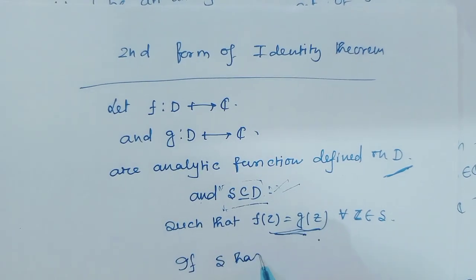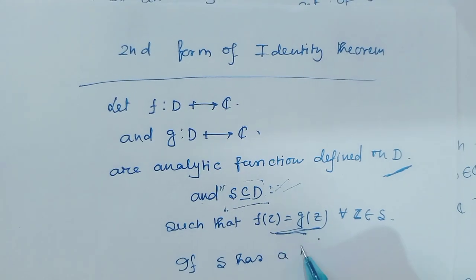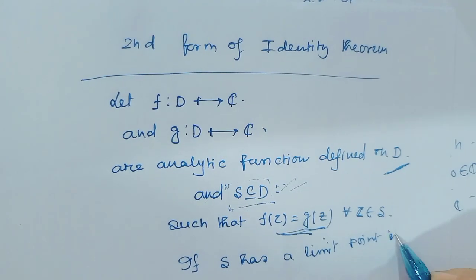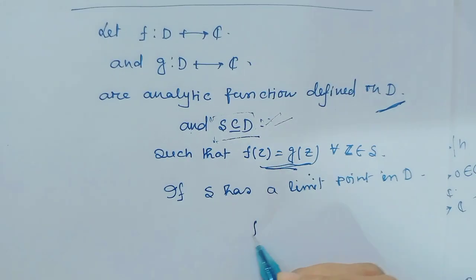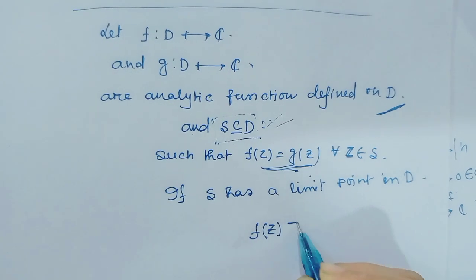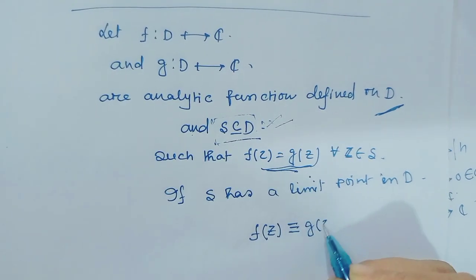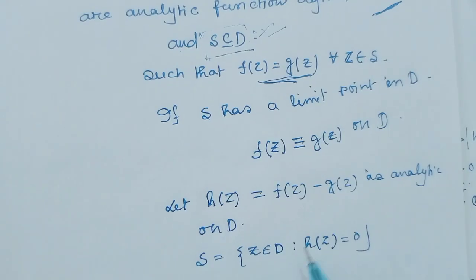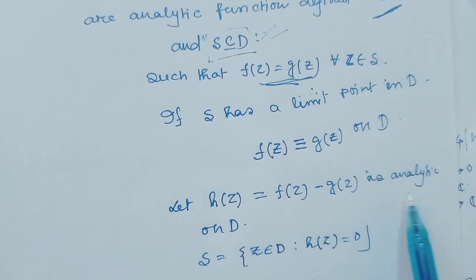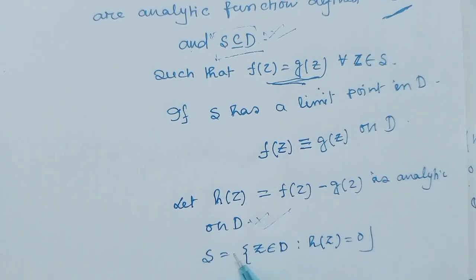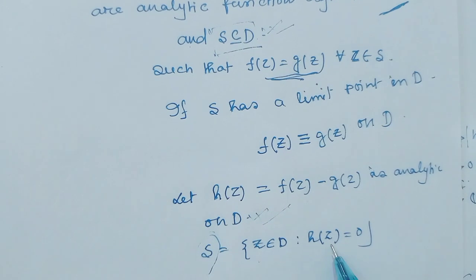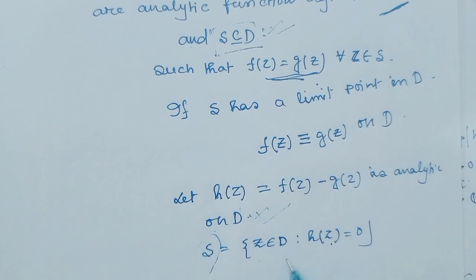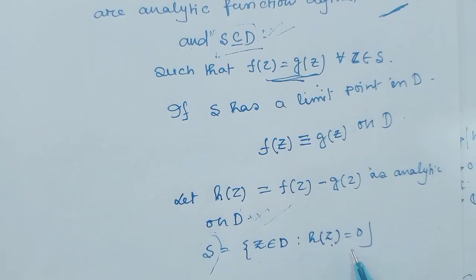If S has a limit point, and this limit point is in the domain D, then we can tell f(z) is identically equal to g(z) on the whole domain D. With such type, A(z) equals f(z) minus g(z), which is analytic on the domain D, and the set S contains the zeros of A(z): z belongs to D such that A(z) equals 0.